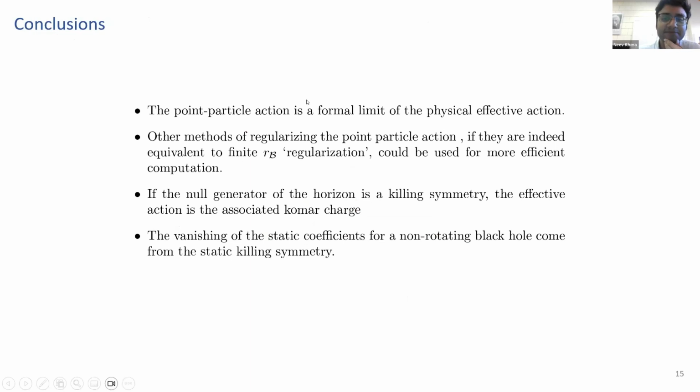And so just to summarize again, the point particle action, which people have used very successfully in post-Newtonian theory to calculate the inspirals, is a formal limit of the physical effective action, which you can get by excising a world tube instead of a world line. And if I shrink this world tube into a world line, this introduces a lot of divergences, which as an effective field theorist, I can try to absorb into the coefficients and do my calculations from there.